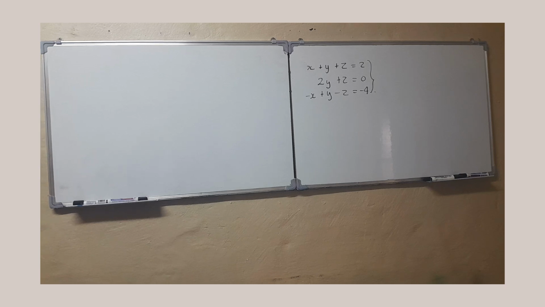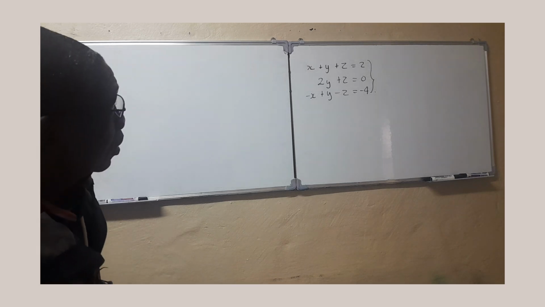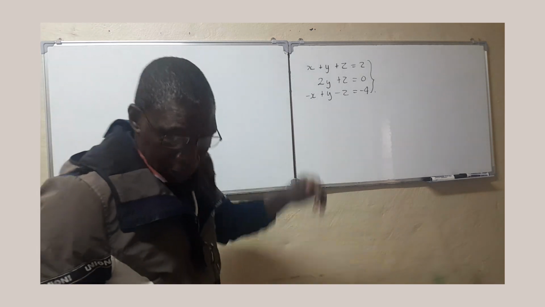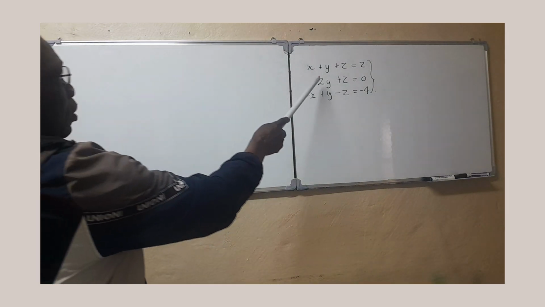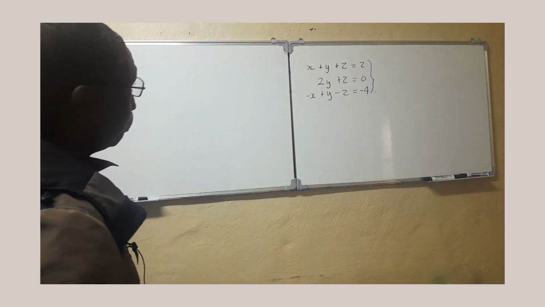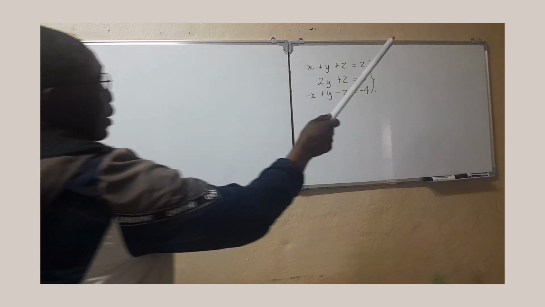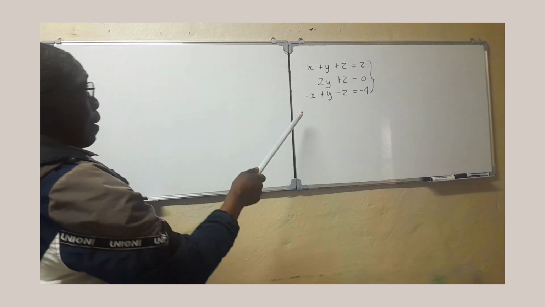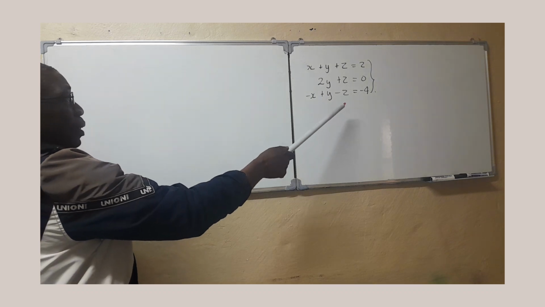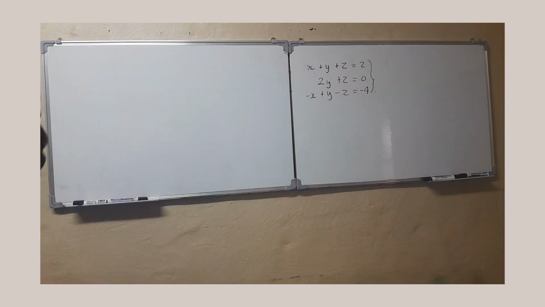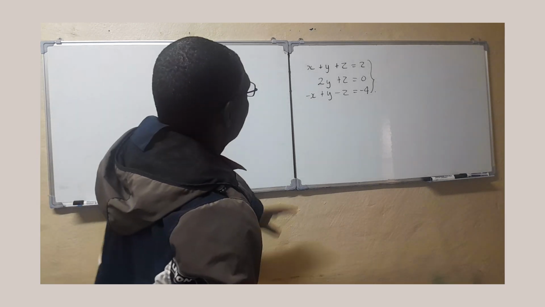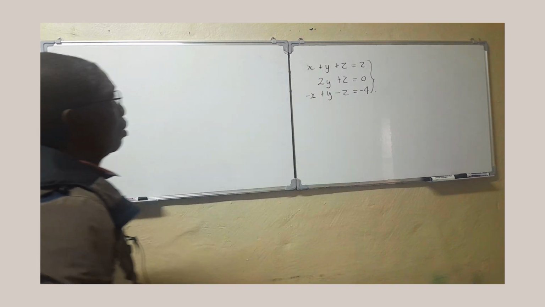In our first lesson today, we want to solve a system of simultaneous equations, which I put on the board there. It says x plus y plus z is equal to 2, 2y plus z is equal to 0, and minus x plus y minus z is equal to minus 4. Of course, there are various methods of solving such a system of equations, but the one that we want to discuss today is a method that involves matrices.